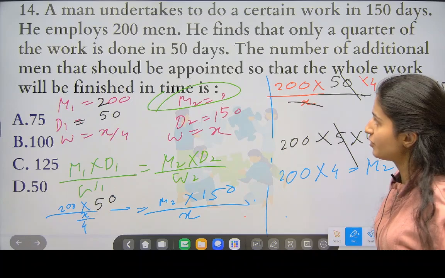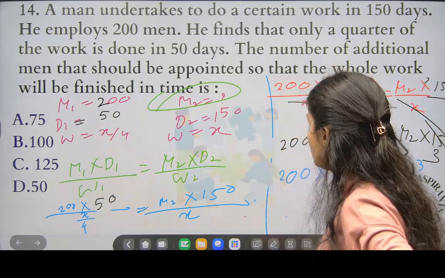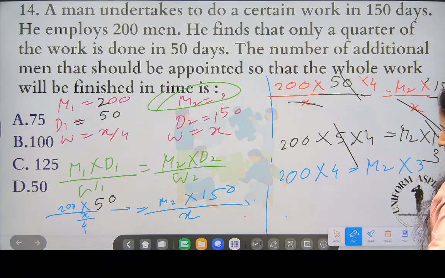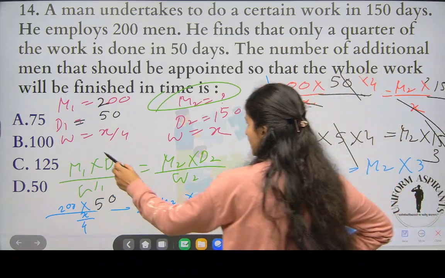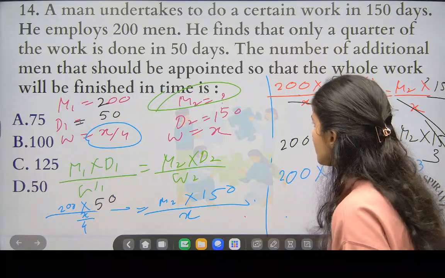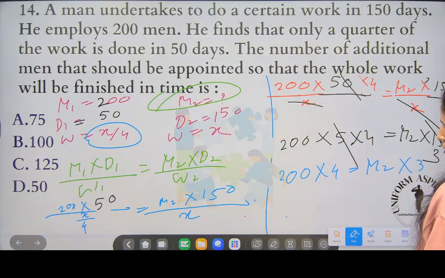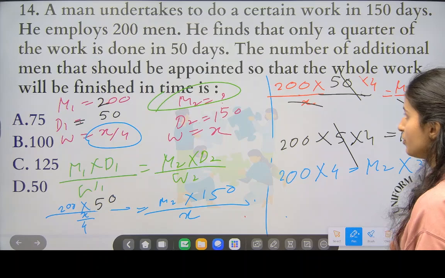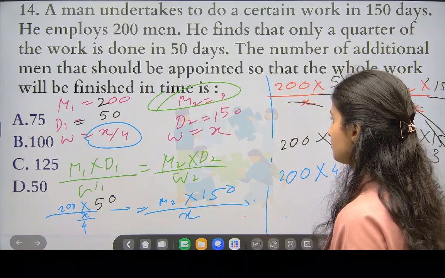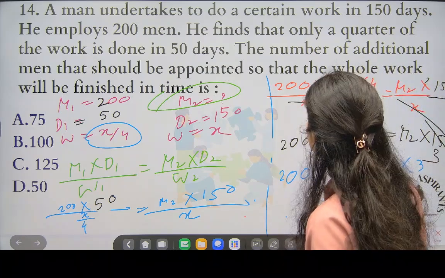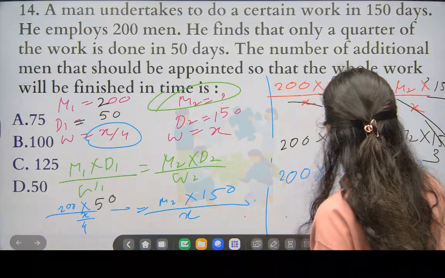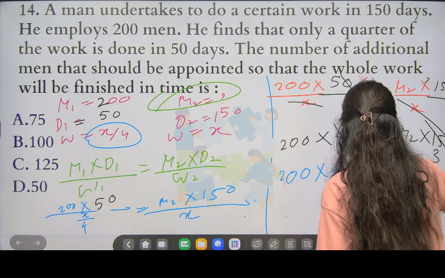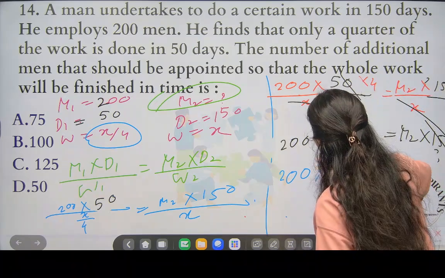Now check the conditions whether we have written right or wrong. A man undertakes to do a certain job in 150 days. He employs 200 men. He finds that only a quarter of the work is done in 50 days. Only a quarter, that's why X by 4 we have done. The number of additional men that should be appointed so that the whole work will be finished in time is asked. Here it is saying that additional men should be added.